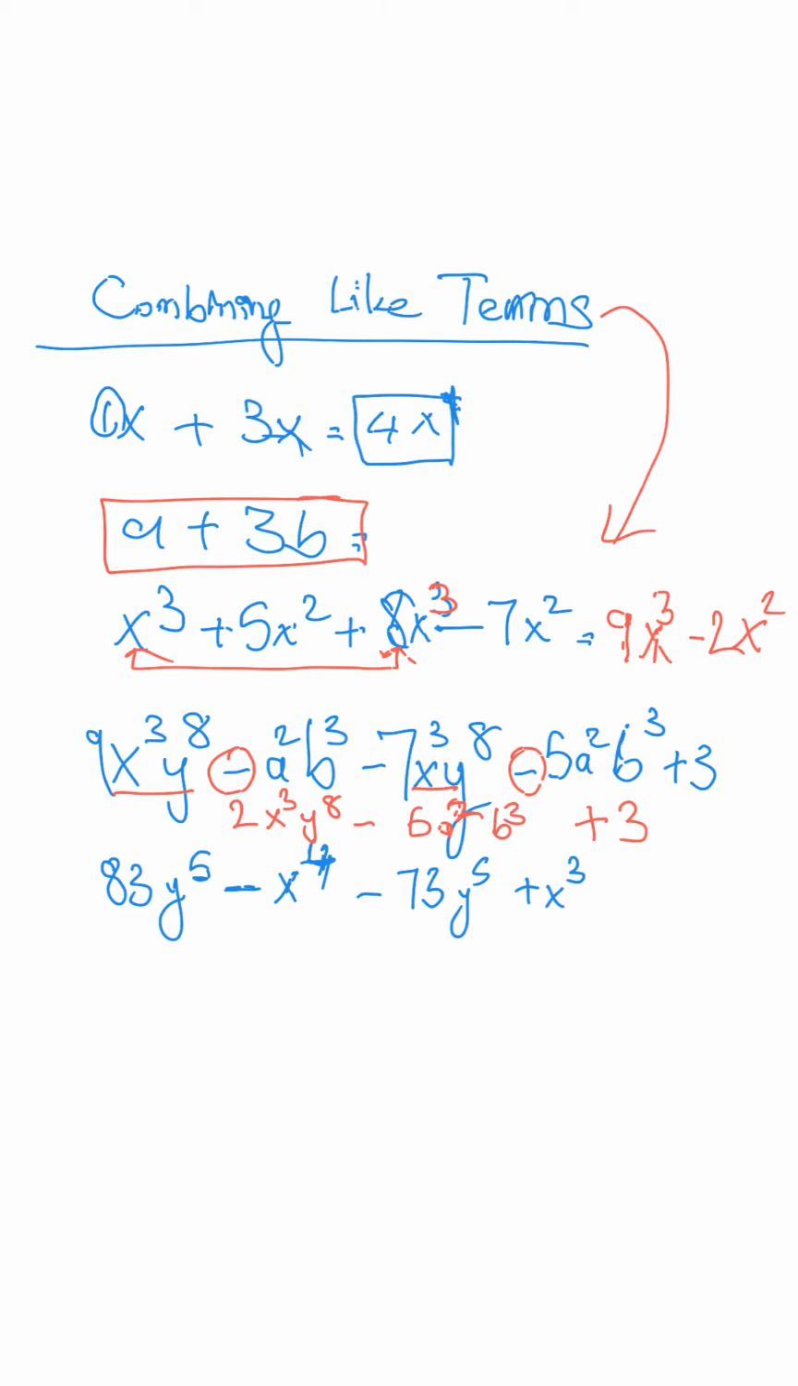Now let's continue, and we bring down 3 as it is because there is nothing to add or subtract. Now over here, this seems to be common because it is the same letter with the same power. 83 minus 73 will give us 10 y cubed. Now this term, even though we have the same letter, since their power is not the same, we can just drag and drop. So that's all for combining like terms.